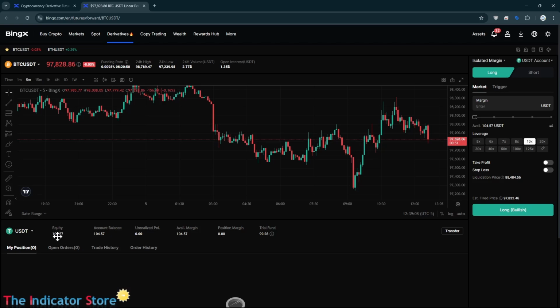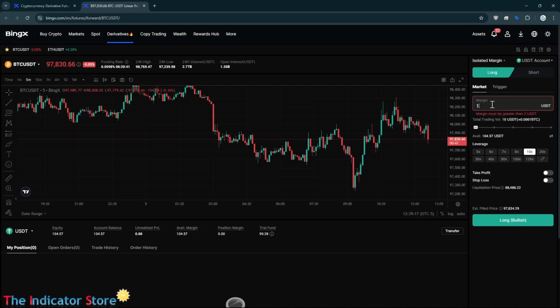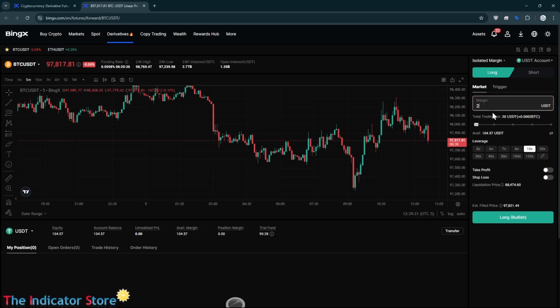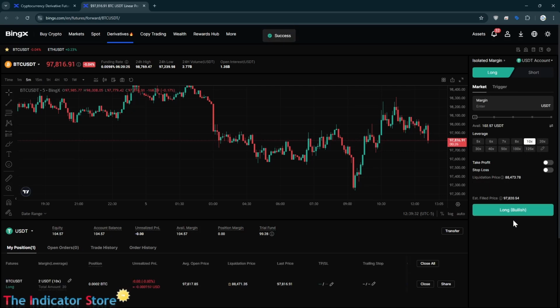You can see that this is a very small account, only $100, and with a leverage of 10 times and using the minimum trade size, you can see that the minimum is $2. Okay, so with the minimum trade size and a leverage of 10 times, let's say that this is an example trade. Let's say that we go long. We can see that now we have a position visible on the chart.